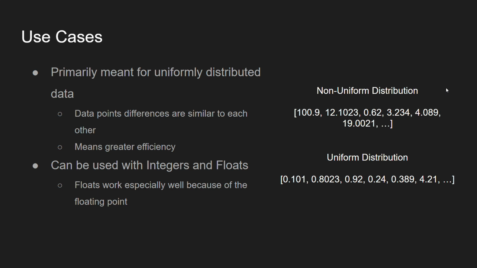Now, the use cases for bucket sort are primarily meant for uniformly distributed data. So when data points have very low differences and are very close to each other, the efficiency of the algorithm actually increases. As we can see here, we have very uniformly distributed data, so it will be calculated more efficiently compared to the non-uniformly distributed data, as you can see here, where the differences between each data point are very fluctuating. Bucket sort can be used with integers and floats, with floats working especially well because of the floating point, which allows for a more distributed sense within the buckets.